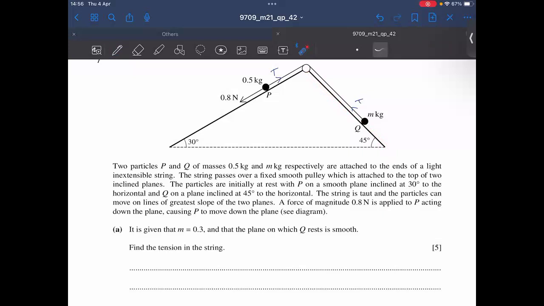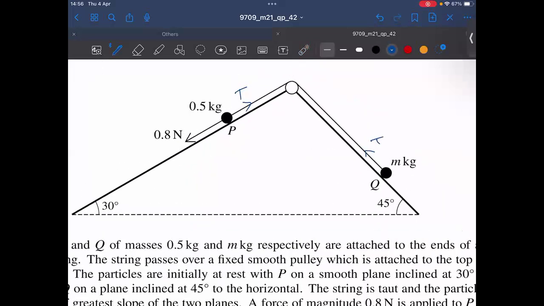This plane and this plane, they both are smooth. So, P on a smooth plane, Q on a smooth plane. So there's no friction force acting on each of these planes. Now, all right, I'm going to apply Newton's second law. I'm going to first consider each of these. Now I'm going to apply laws on each of these particles separately. Now this is going to be mg.